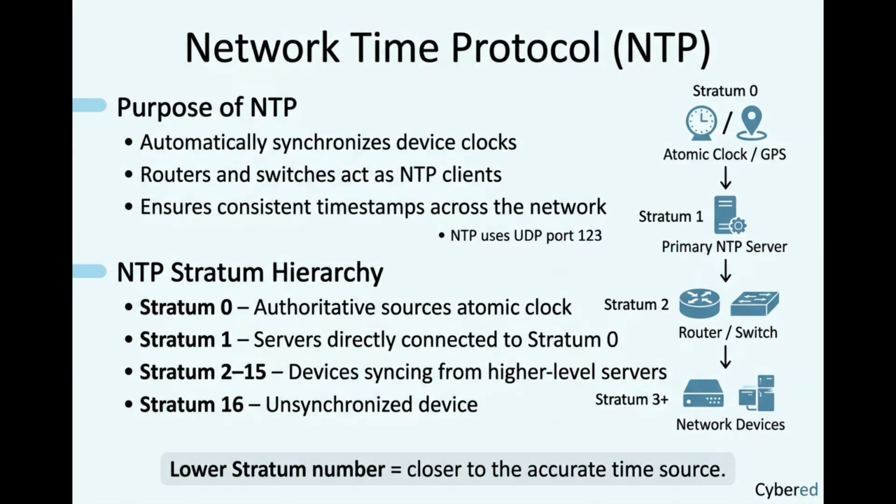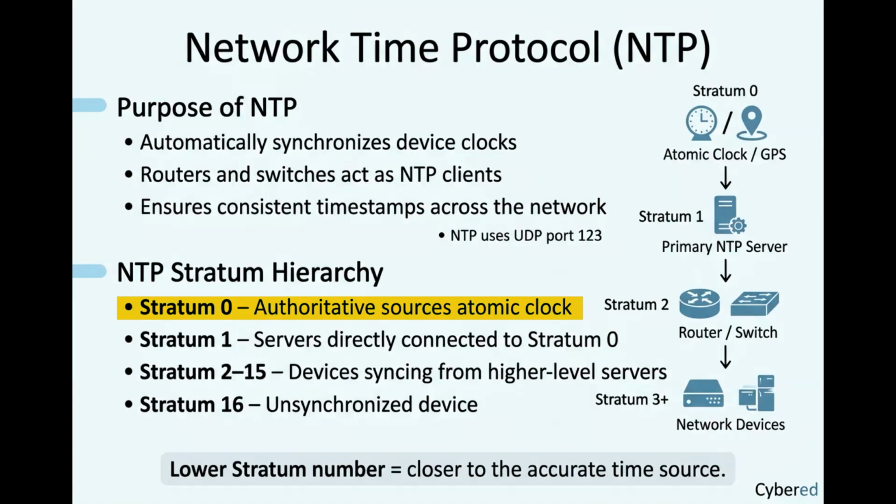In larger networks, network time protocol is used to automatically synchronize clocks across devices. Routers and switches can connect to NTP servers and synchronize their system clocks, acting as NTP clients. NTP operates using UDP port 123. NTP uses a hierarchical structure called stratum levels to represent the distance from the most accurate time source.